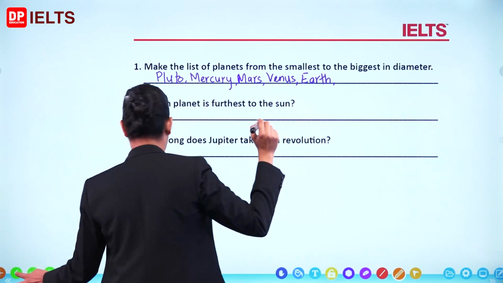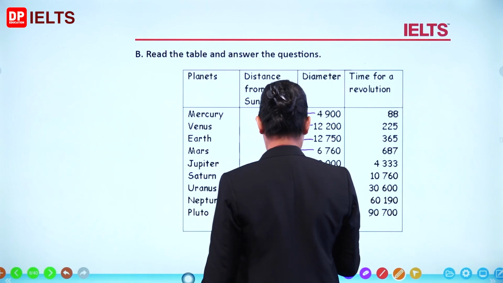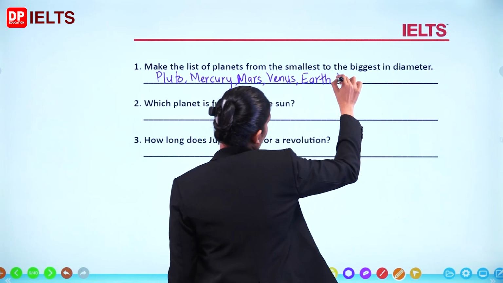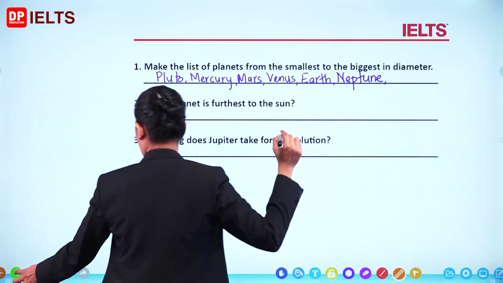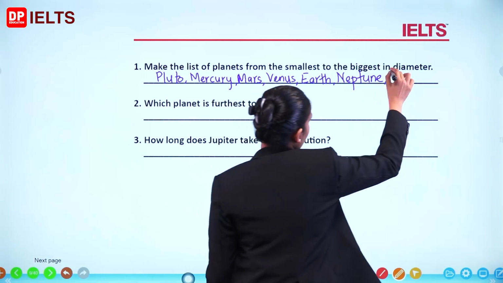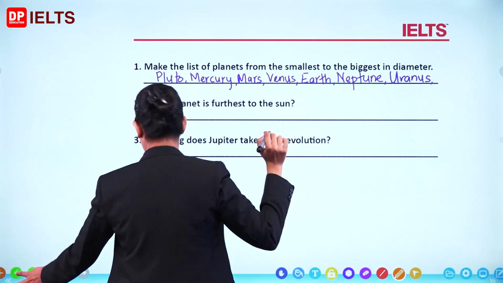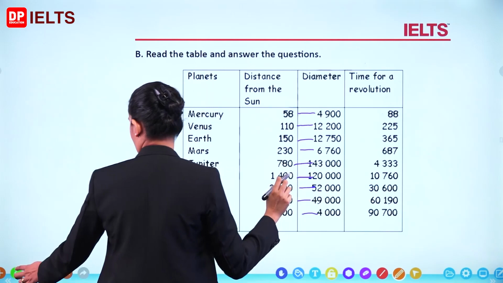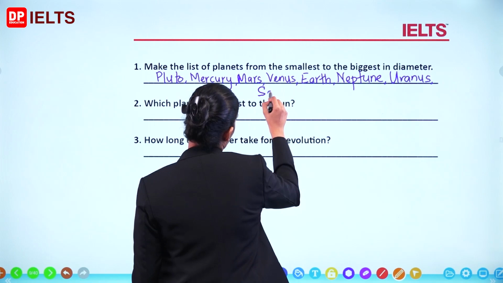After that, Neptune. From the small diameter to the biggest diameter. Right? After Neptune we have Uranus. After Uranus we have Saturn and then Jupiter, right? So we have Saturn and then we have Jupiter.